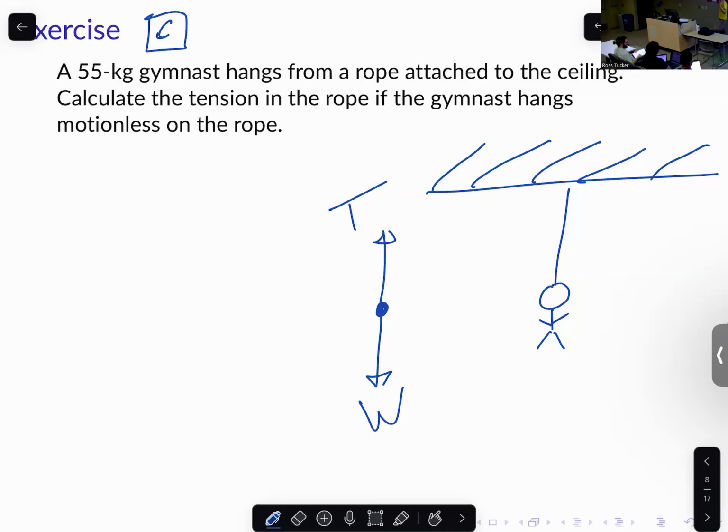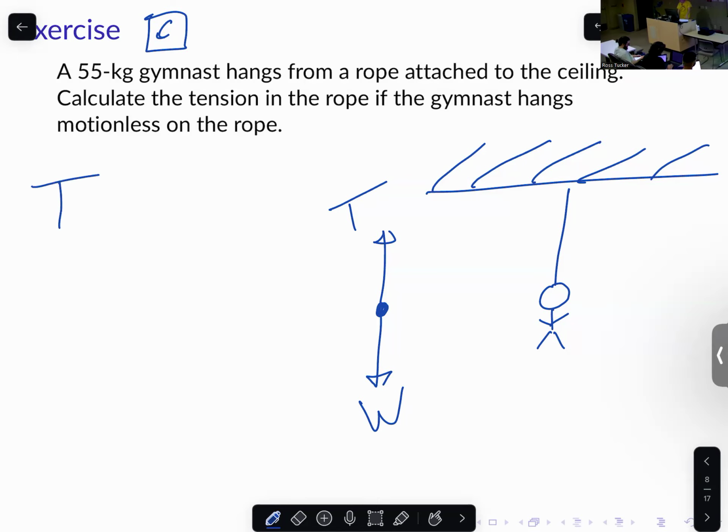Let's consider Newton's laws here. What laws might apply to analyze this scenario? What's happening with their motion? What does it say in the problem about their motion? They're motionless. What's their acceleration if they're motionless? 0. What do you know about total force? Total force must be 0.